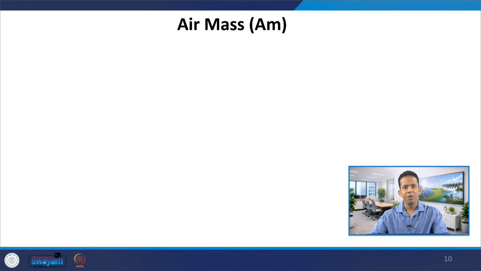The second concept that we have to cover today is air mass. So, the solar constant gave us the maximum solar radiation which can reach a point just outside the Earth's atmosphere, or Earth's surface if we assume the atmosphere as part of Earth.